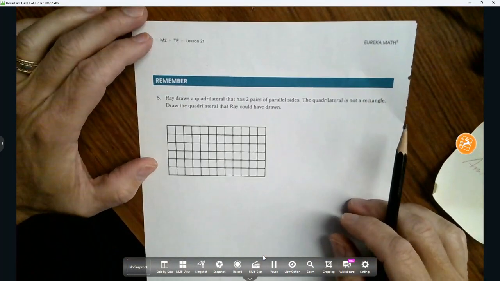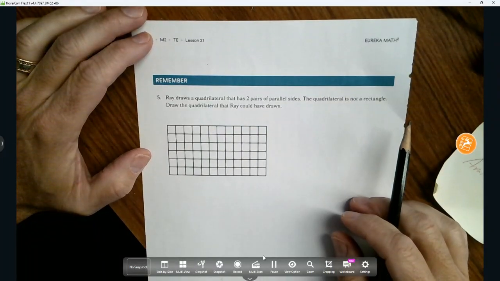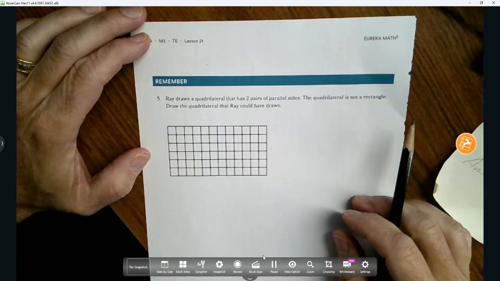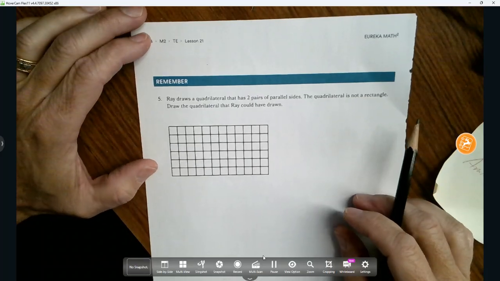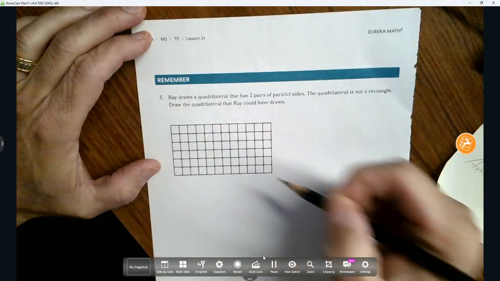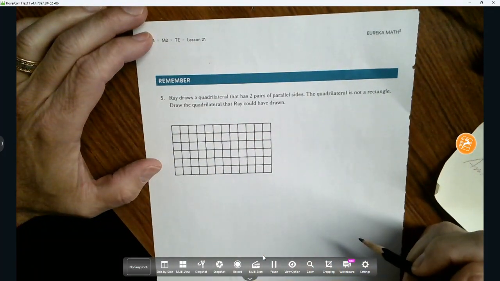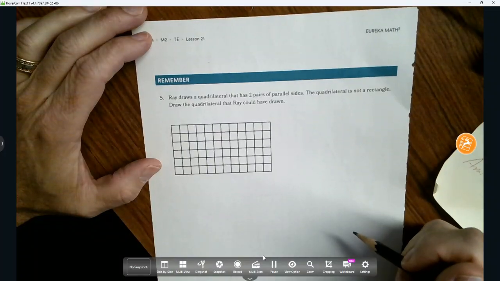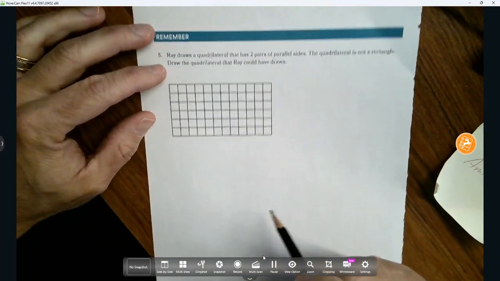Let's look at the back. On the back, Ray draws a quadrilateral. Remember, a quadrilateral has 4 sides. That has 2 pairs of parallel sides. The quadrilateral is not a rectangle. Draw the quadrilateral that Ray could have drawn. So use the squares. Fill in the squares, right? Shade in what Ray did. Okay? It's not a rectangle. Actually, no, just draw it down here. Let's just do that. Draw it down here.